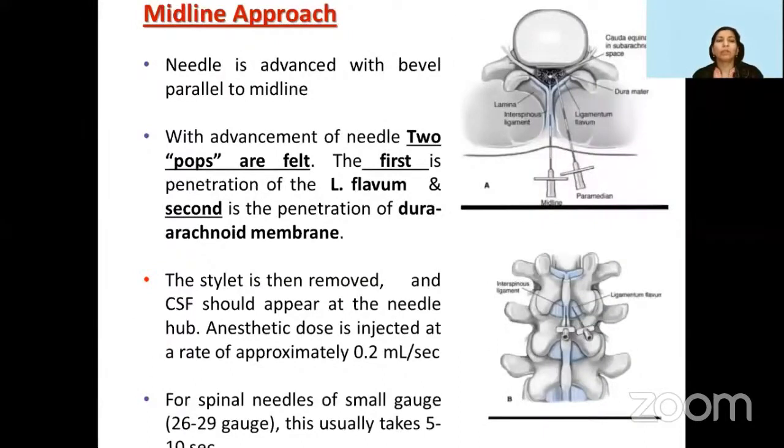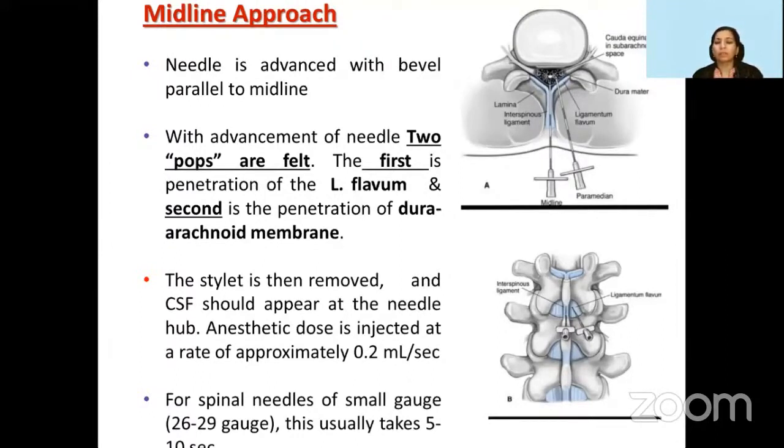The needle is advanced with the bevel parallel to the midline. With the advancement of the needle, with increasing resistance, 2 pops are felt. First is the penetration of the ligamentum flavum, and second is the penetration of the dura arachnoid membrane. The stylet is then removed and CSF should appear at the needle hub. And the anesthetic dose is injected at the rate of approximately 0.2 ml per second.